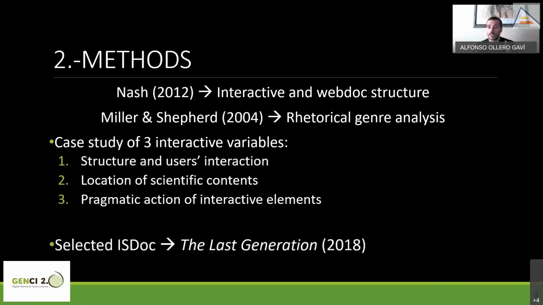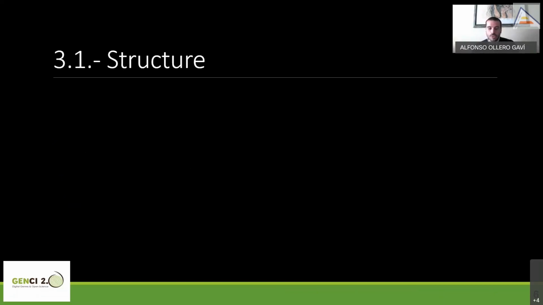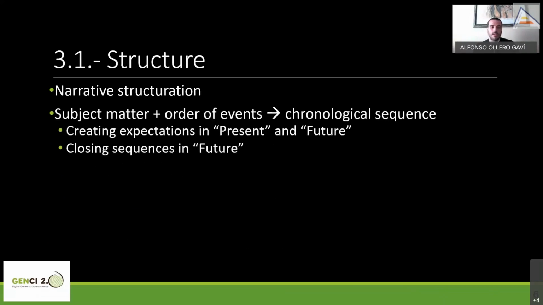The selected interactive science documentary was The Last Generation, which is a documentary which deals with the conditions of life in the Marshall Islands, islands which are threatened by climate change and flooding and this natural phenomena. In terms of the results of the analysis, the first one was the narrative structure and users' interaction. The most suitable structuration which I observed within this ISDoc was the narrative structuration. I addressed this issue by analyzing these things mostly.